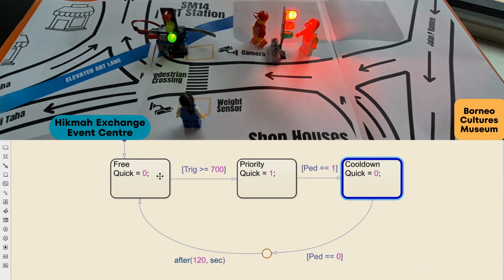So in this state, I will explain why we need 3 states. The first state is when it is in idle, so it's free, nothing is happening. And when the trigger, which is the weight sensor, is more than 700 kilograms, it goes into the priority, which is 1. And after that, when the pedestrian has started crossing, which is a feedback loop, it goes into the cooldown mode, and the quick clearance is back to 0, so that it doesn't re-trigger the traffic controller. And when the pedestrian has finished crossing, it will go into the cooldown of 120 seconds before going back, so that it doesn't clog up the traffic.